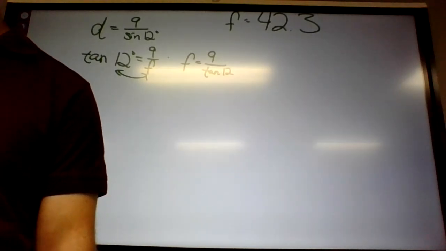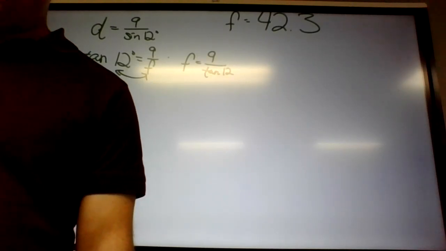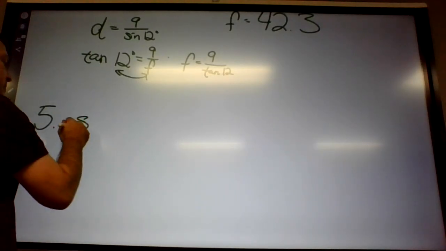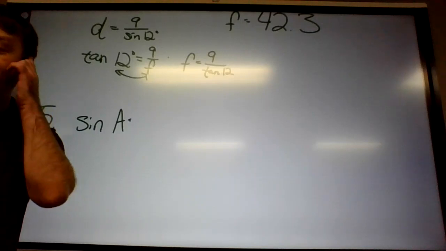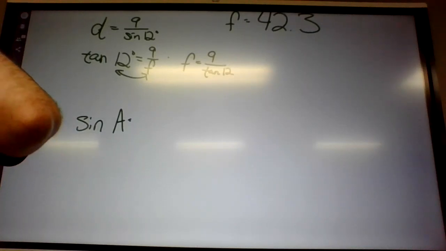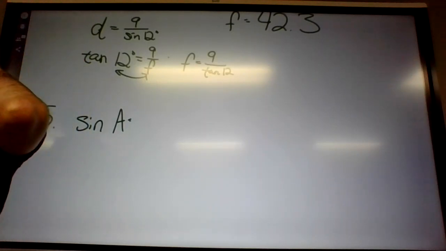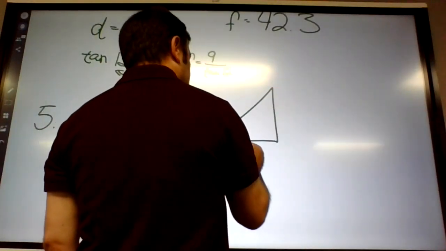Something's not right here. Okay, number 5, use the diagram on the right to find sine of A. Before we do that, actually, we kind of need to figure out C. So this is not a trigonometry question. How do we find side C in that triangle? Pythagorean theorem, you guys remember that?